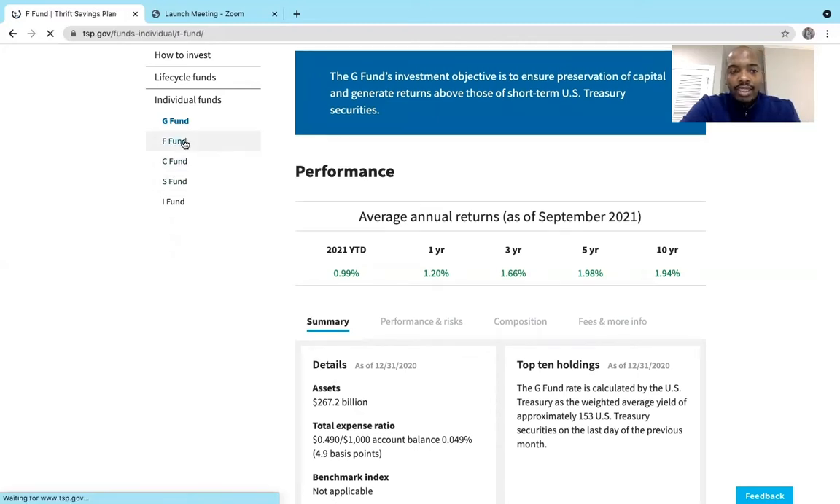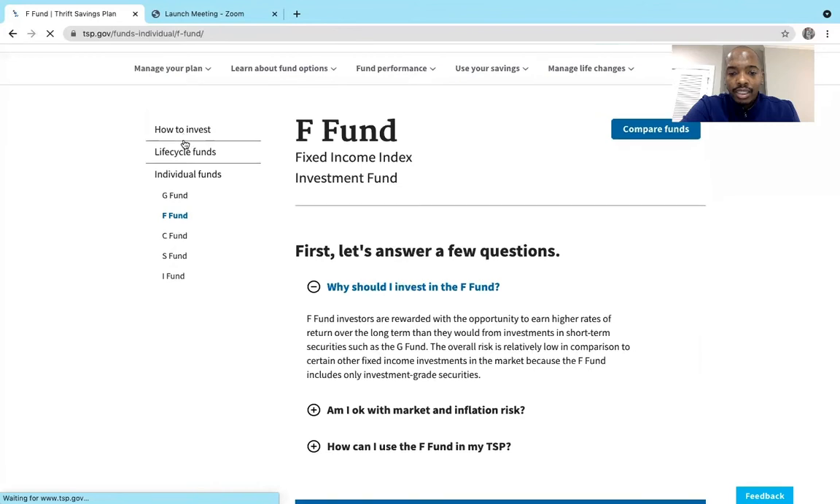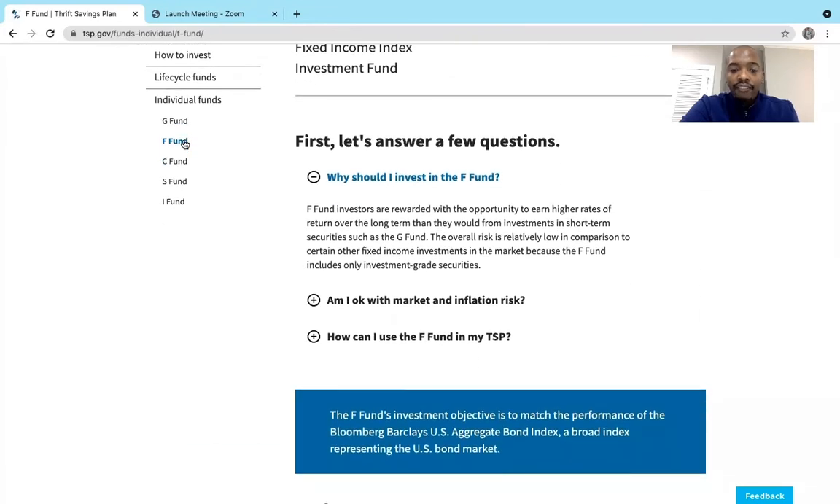The next fund is the F fund. The F fund is considered like bond funds, very low risk, but they're pretty much bonds. And as we all know, if we've been to a bank, bonds do not pay what they used to pay. They used to pay 5, 6, 7% back in the day. Now you'd be lucky to get 2 or 3.